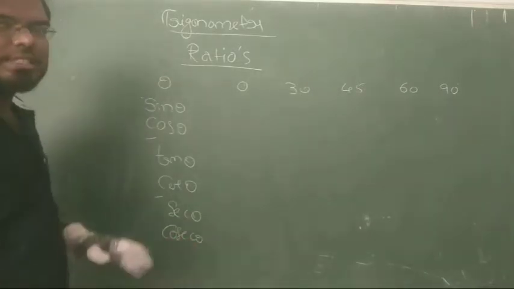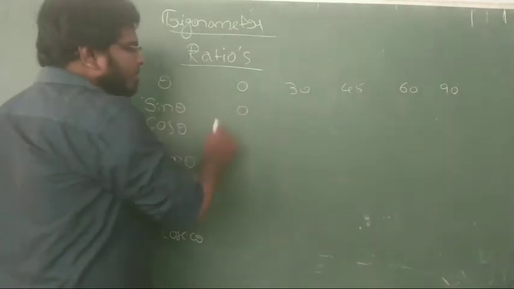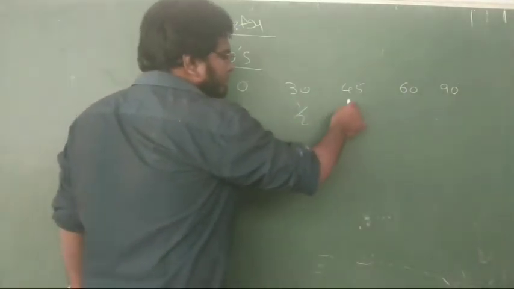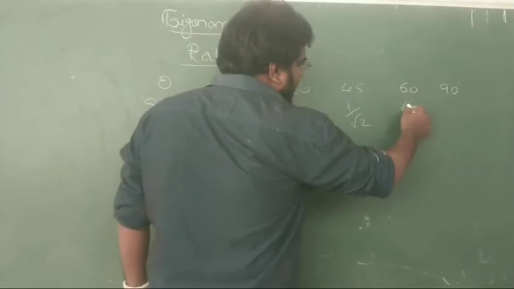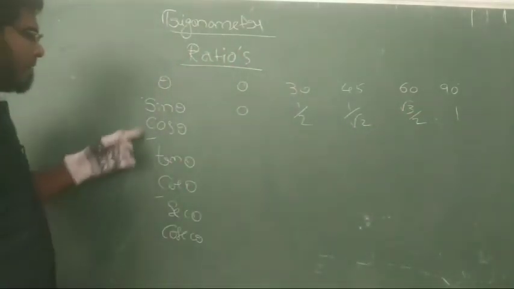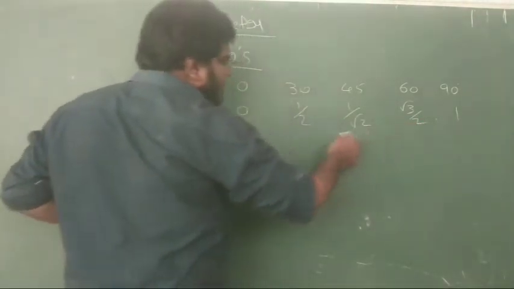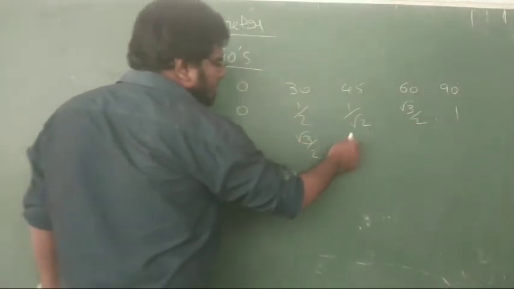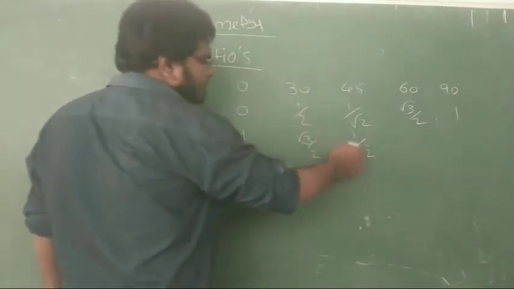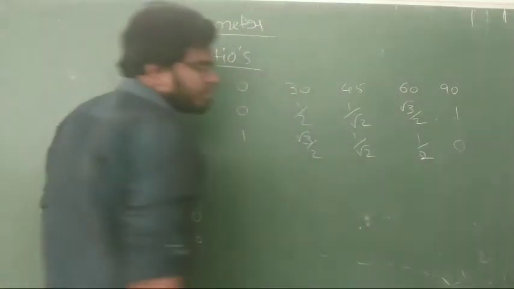Okay? Just memorize only one line, the sin line: 0, 1 by 2, 1 by under root 2, root 3 by 2, 1. Only sin values. Then cos is the reverse of this one: 1, root 3 by 2, 1 by root 2, 1 by 2, and the last 0.